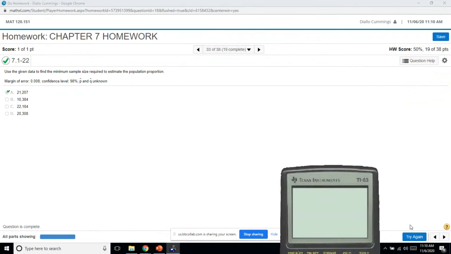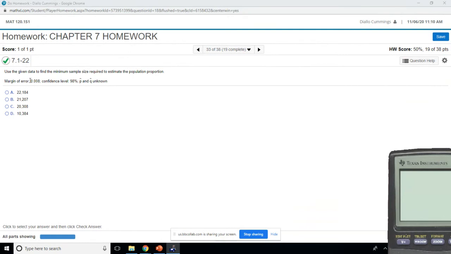And in problem number 33, we're given a question. Use the given data to find the minimum sample size required to estimate the population proportion. Our margin of error is 0.008. The confidence level is 98%. P hat and Q hat are unknown. So how can we determine our sample size N?